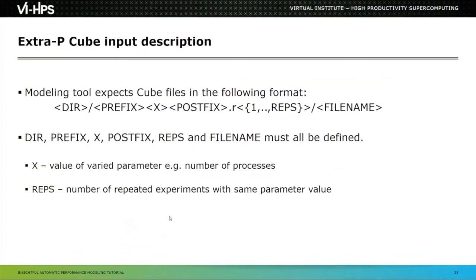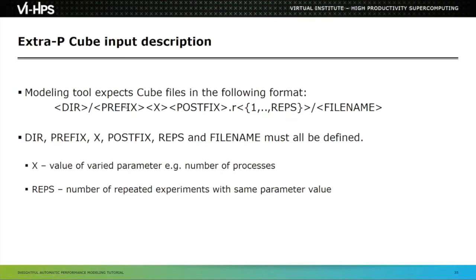So our modeling file accepts these cube files from Score-P. However, there needs to be a certain naming convention for these files. Usually we have a directory for these cube files, and you will just select the directory with Extra-P, and then it will read all cube files in there. Each cube file should have a prefix, for example, the application name.